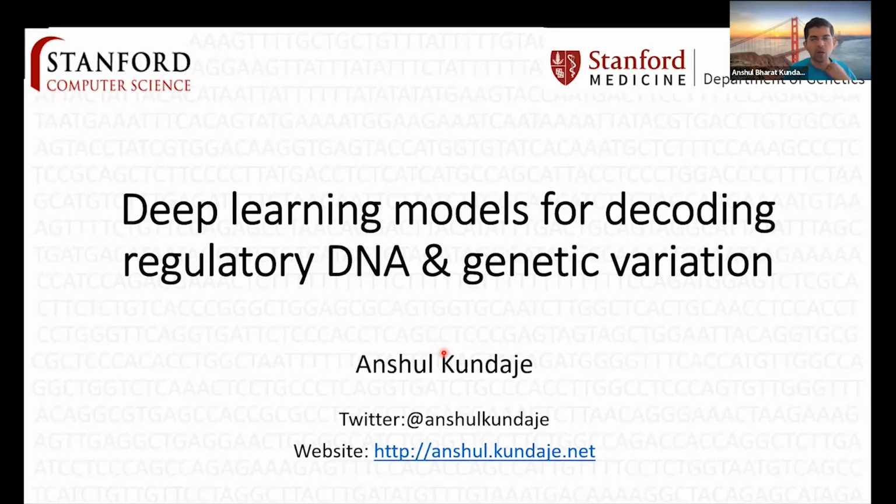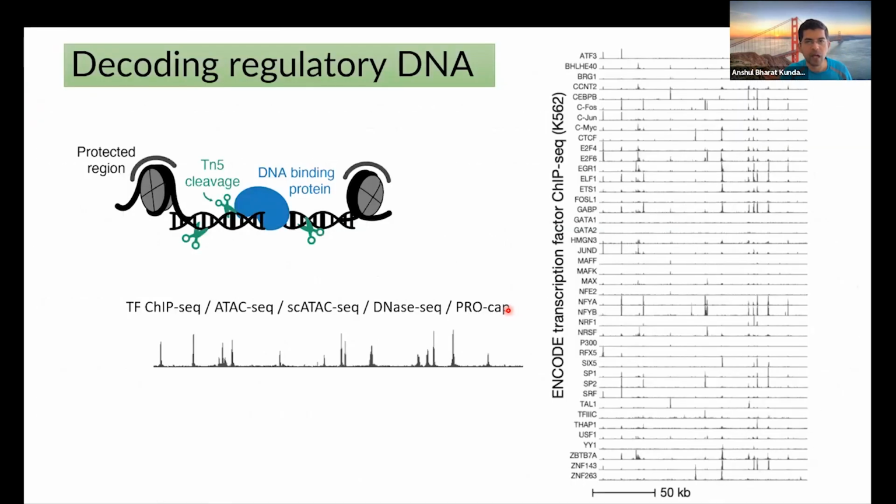Today I'm going to talk to you about how we use deep learning models for decoding regulatory DNA and non-coding genetic variation. We're going to focus on these kinds of regulatory profiling assays, where the goal is to use experiments to get genome-wide profiles of various kinds of biochemical activity. In this case, I'm showing you ChIP-seq experiments targeting a variety of different transcription factors. And here's some ATAC-seq or DNase-seq experiments that allow you to measure chromatin accessibility genome-wide.